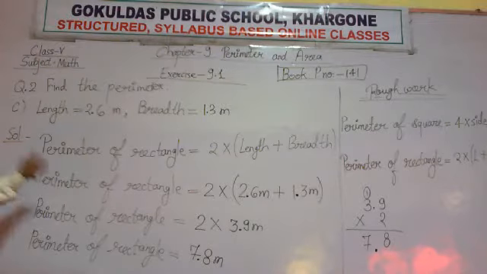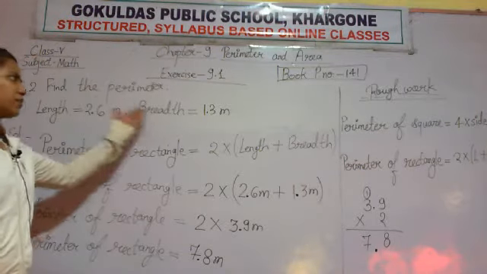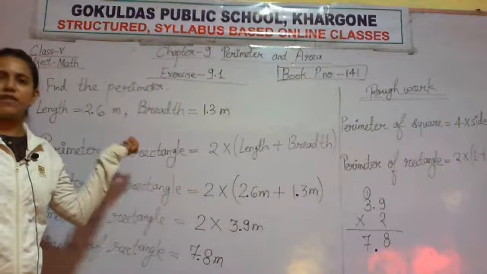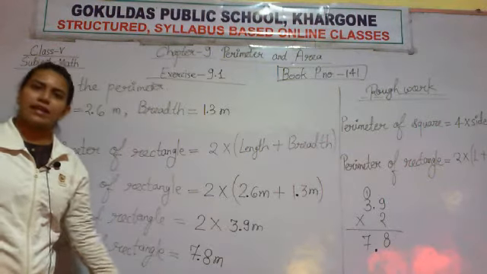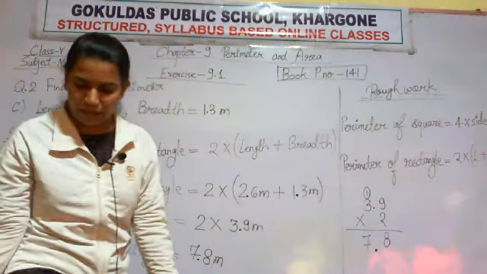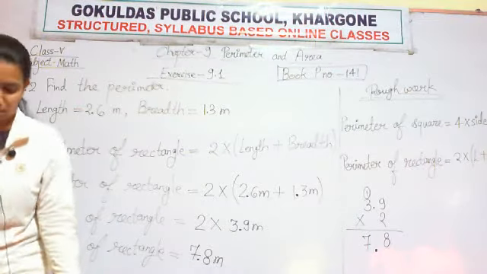I hope you got what we need to do here. Length is given, breadth is given. We just need to put these values in the formula and we will get our perimeter of rectangle. It's very easy.